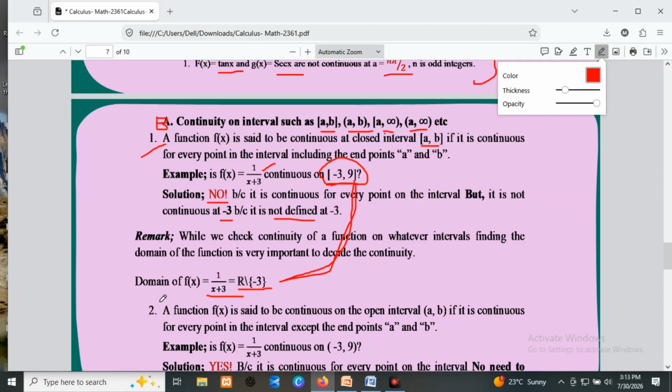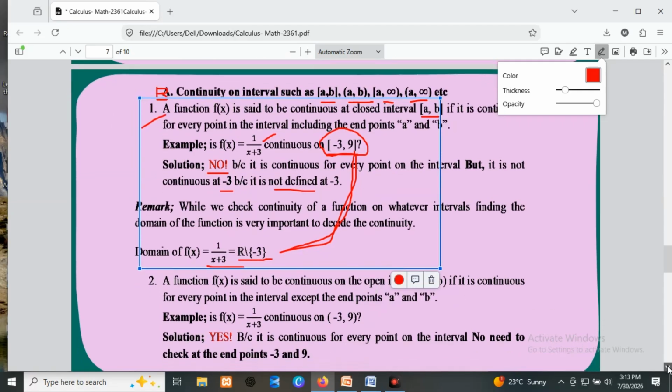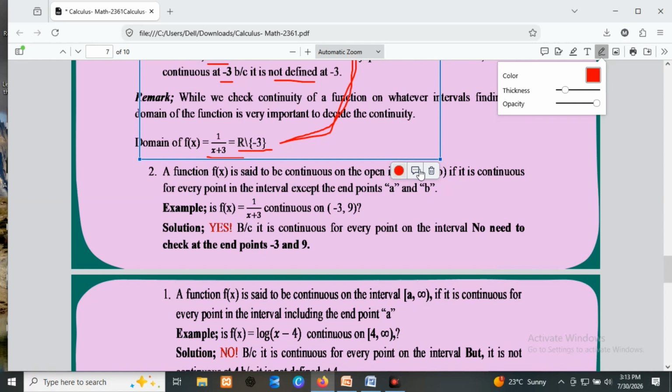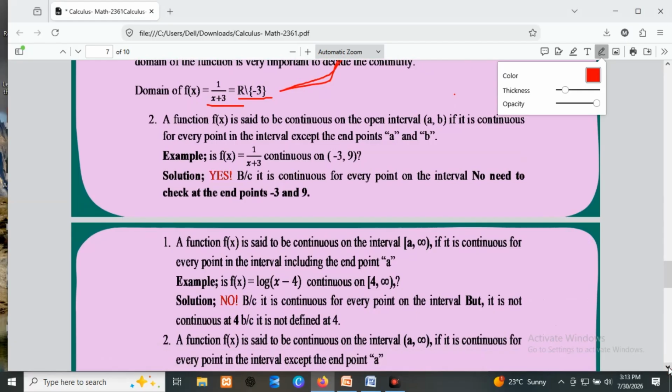Second, a function is said to be continuous on the open interval a b if it is continuous for every point in the interval except the endpoints. We don't bother to check at A and B. Why? Because this is an open interval, which means that it excludes A and B. It's not obligatory to check A and B, because this is an open interval. But if it is closed, you are going to check at the endpoints.